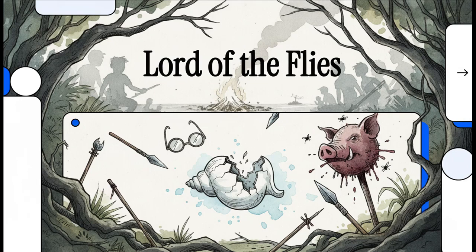Today, we're diving into one of the most fascinating psychological petri dishes ever conceived. We're looking exactly at why civilization fails on islands, using the ultimate case study, William Golding's Lord of the Flies. Now, the island here isn't just a physical location, it's a literal experiment in human nature. So let's dig right in.